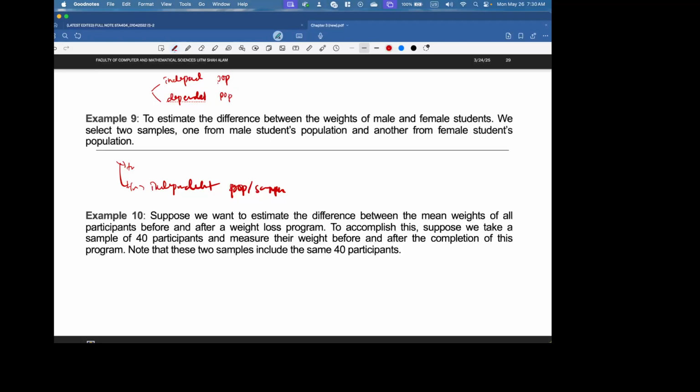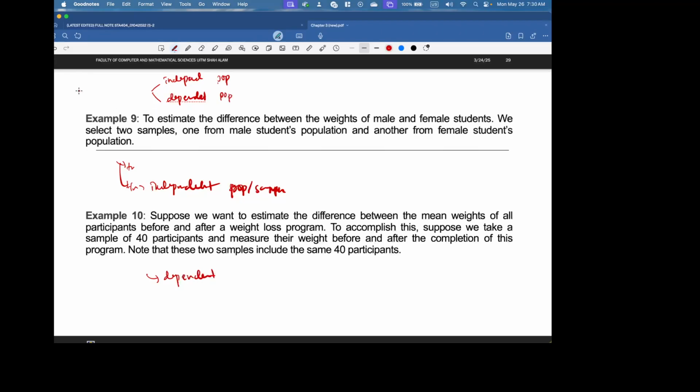For example 10, suppose we want to estimate the difference in the mean weight of all participants before and after a weight loss program. To accomplish this, suppose we take a sample of 40 participants and measure their weight before and after the completion of the program. Since the same participants were measured, the first sample and the second sample have a relationship because it is the same sampling unit, right? So we say that it is dependent.